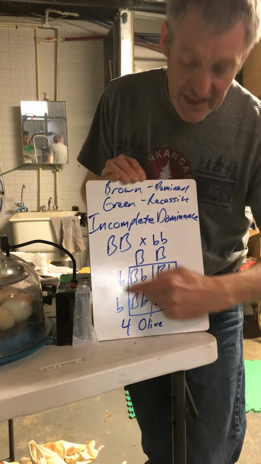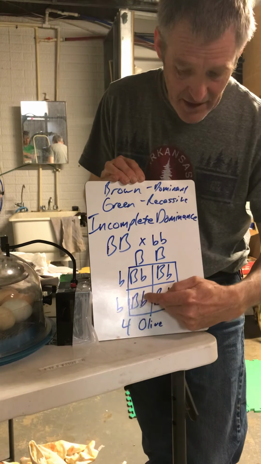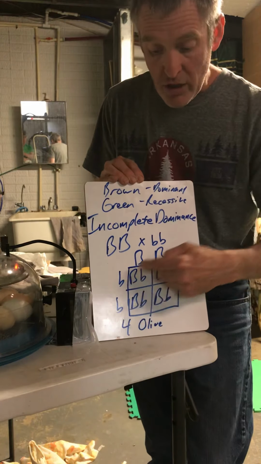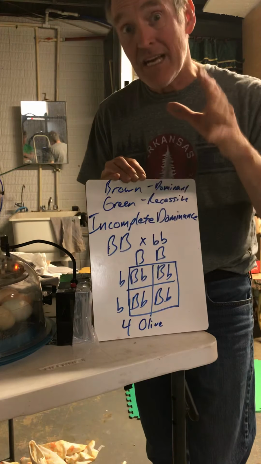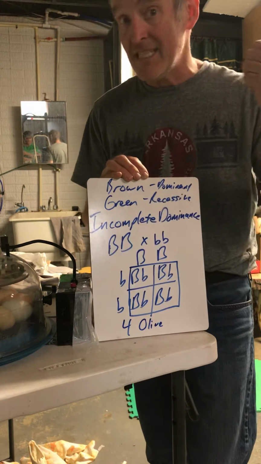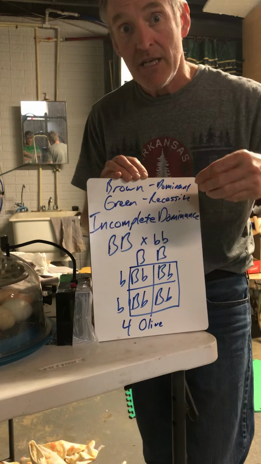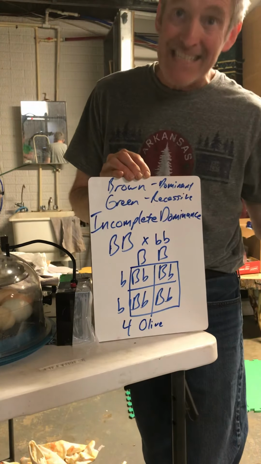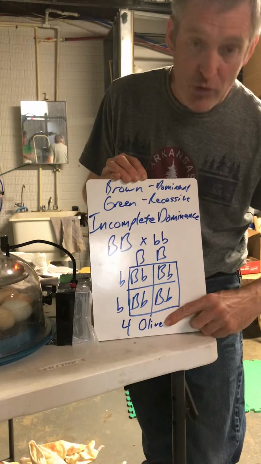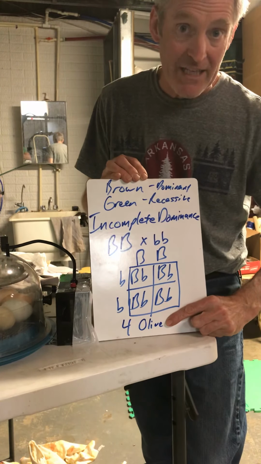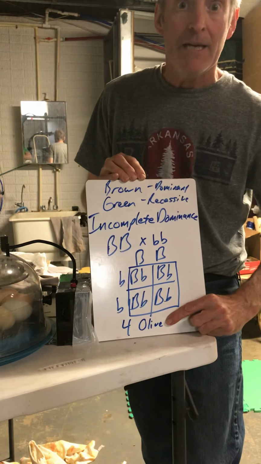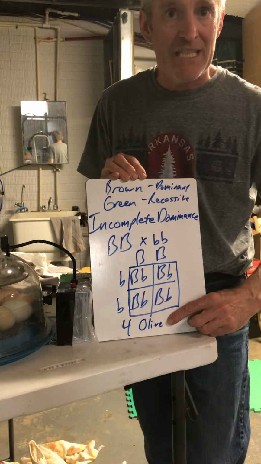So all of these are heterozygous. Okay, all of these have the genotype big B, little b. All of these have the same phenotype. Now here's where the phenotype gets interesting. It's not green and it's not brown, because brown expresses itself some and green expresses itself some. And so this time what you get is olive, okay? So you get sort of a brownish green. This is an example of incomplete dominance.